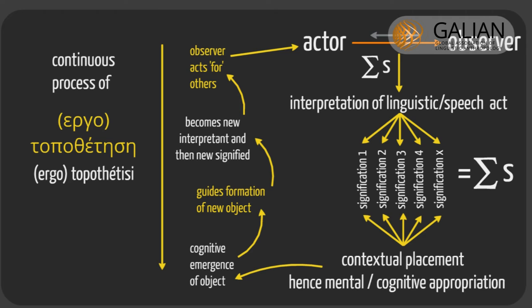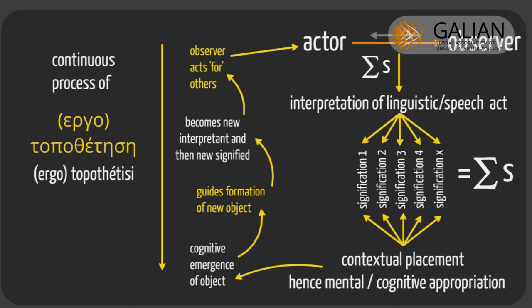And this then emerges into a set of significations that altogether become another sigma S. The sigma S becomes contextually placed through interpretation by the interpretant and the interpreter, and hence we have a certain mental or cognitive appropriation, and this allows for a cognitive emergence of the object. This cognitive emergence guides the formation of the new object in Peircean terms, and this then becomes a new interpretant or signified or new object in Peircean terms.